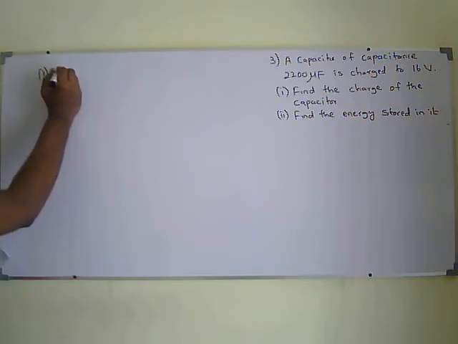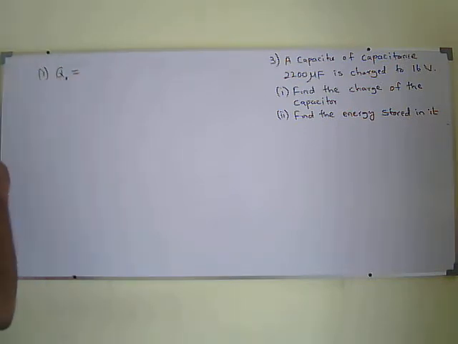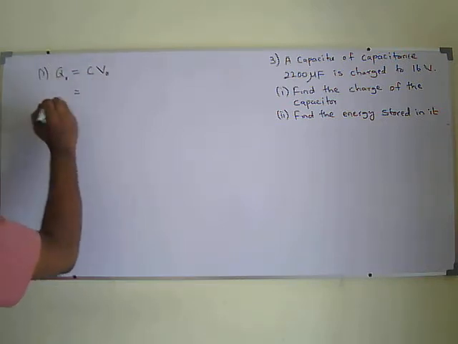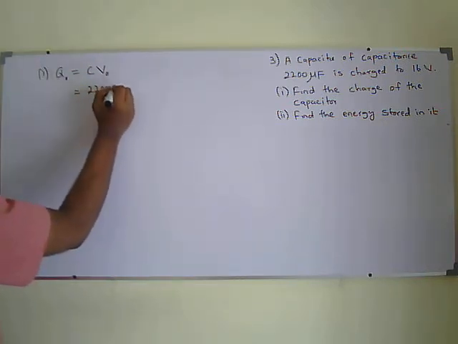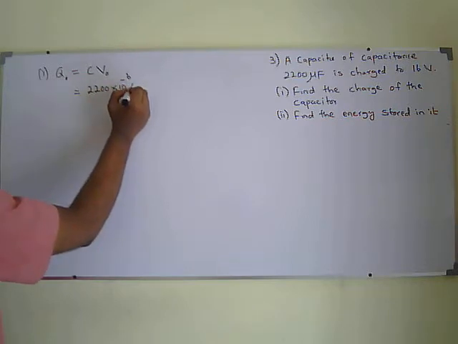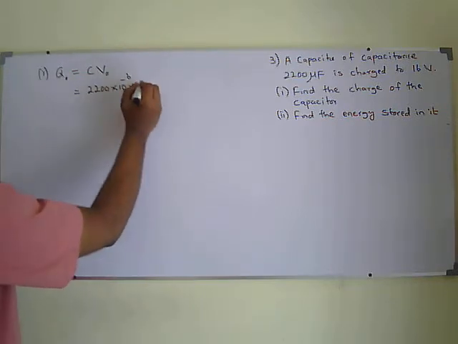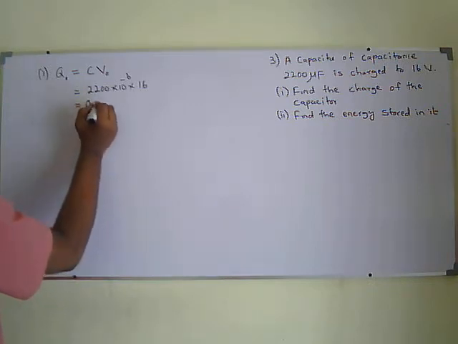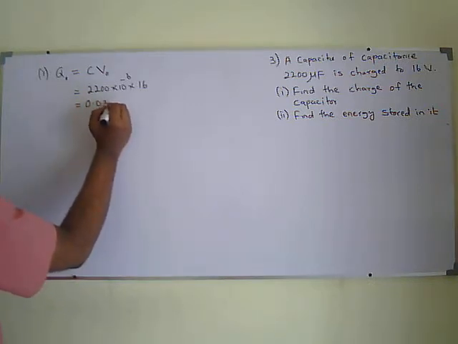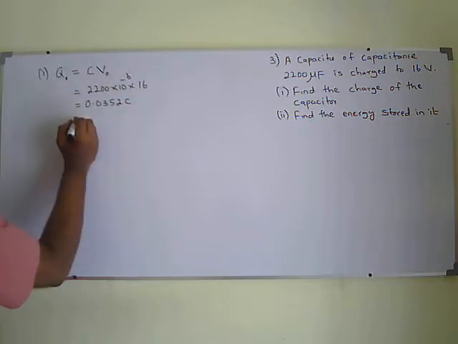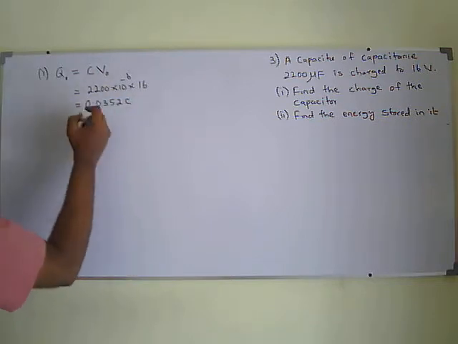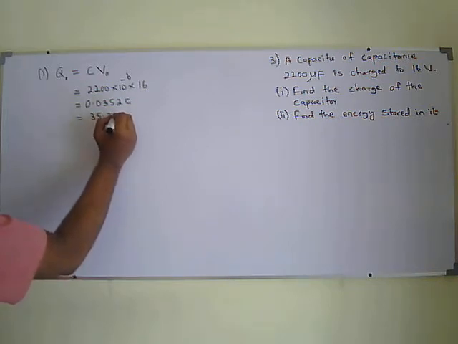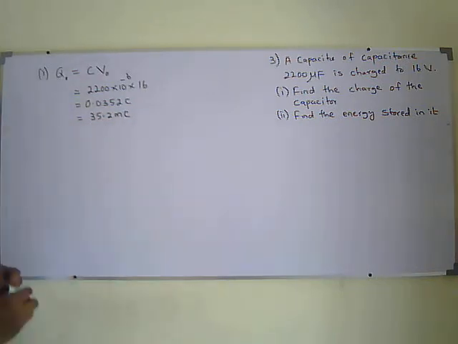So first part, Q naught, that's the initial charge. Q naught equals C V naught. So the capacitance is 2200 times 10 to the power minus 6, into the voltage 16. So you will get the answer, 0.0352 coulomb. Normally I give it in millicoulomb to avoid too many decimals. So that will be 35.2 millicoulomb.